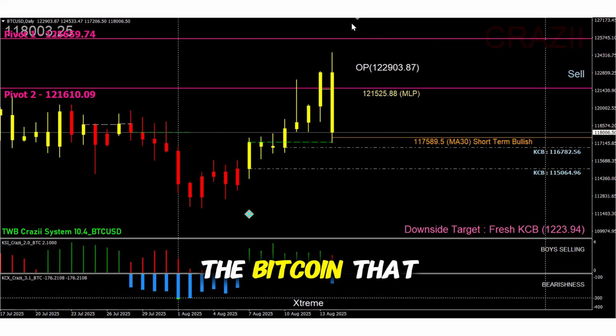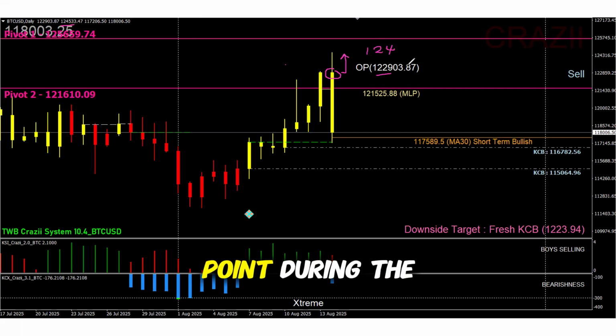Okay, so this is the Bitcoin that you can see on your screen right now. This is what happened yesterday. So why did Bitcoin reverse down? First of all, Bitcoin was doing this, and at the start of the day, it went up from 122,000 to 124,000. So it went up by 2,000 points during the day itself. So it was a very good buy, right? Everything was all good, right?